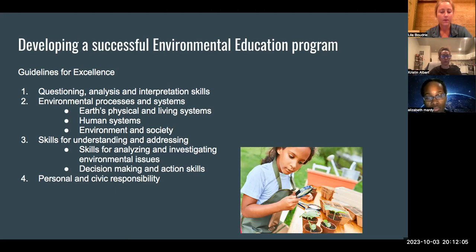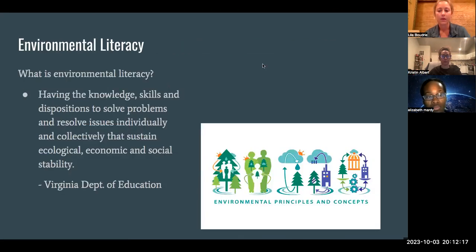So basically all of these steps deem a successful environmental education program, again, through the guidelines of excellence, which also gives us environmental literacy. So environmental literacy, what does that look like? So this is defined as having the knowledge, skills, and dispositions to solve problems and resolve issues individually and collectively that sustain ecological, economic, and social stability. And that is from the Virginia Department of Education.